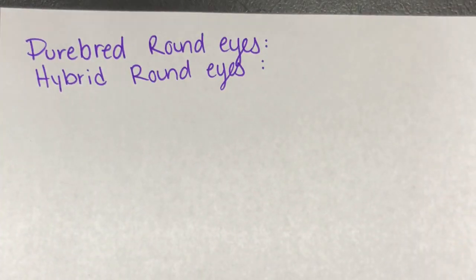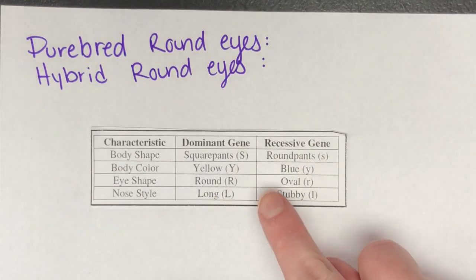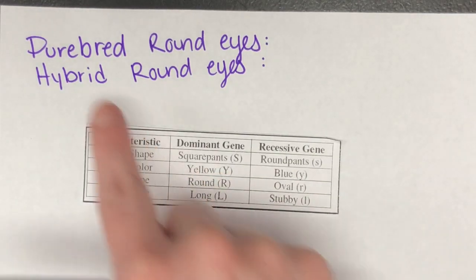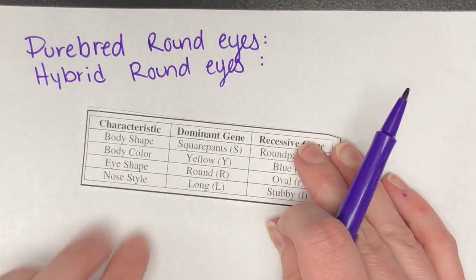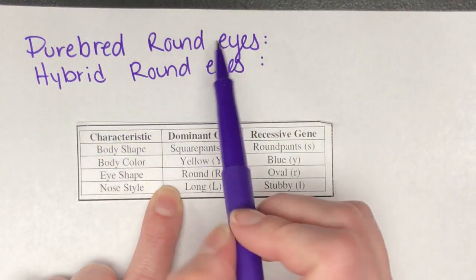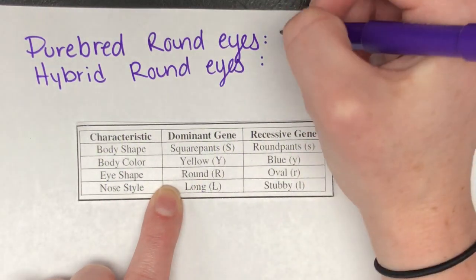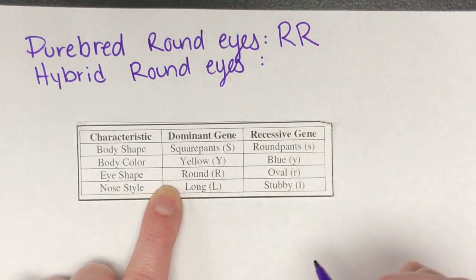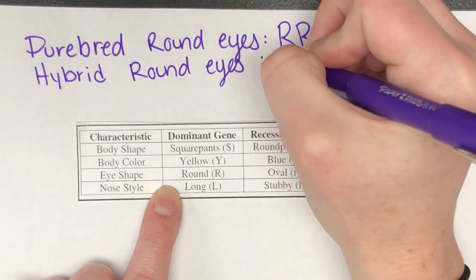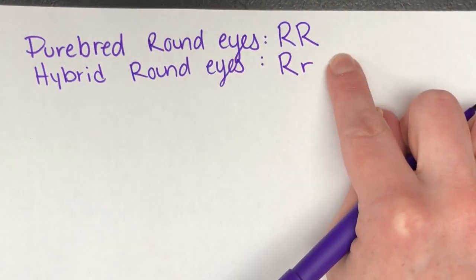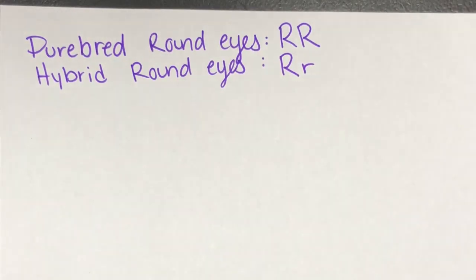So, purebred round eyes, hybrid round eyes. You can pause the video now. Okay, so purebred round eyes. Remember, purebred is the same as homozygous. So homozygous round eyes is the dominant, so big R, big R. Hybrid round eyes, that's going to be the same as heterozygous, different. We've got a big R and a little r. Okay, so step 1, identify the genotypes of the parents, done.